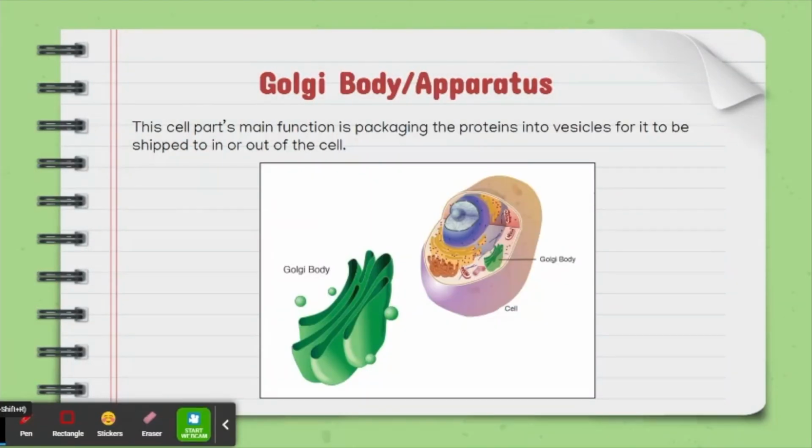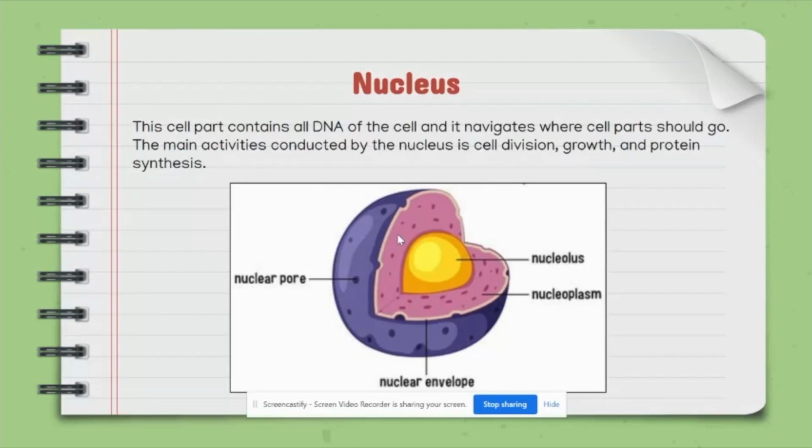The Golgi body or apparatus' main function is packaging the proteins into vesicles for them to be shipped or transported in or out of the cell. Here's a picture of the Golgi body. So the nucleus is the cell part that contains all the DNA of the cell and it navigates where cell parts go. The main activities conducted by the nucleus are cell division, growth, and protein synthesis. So the nucleus is similar to the brain of a human being.